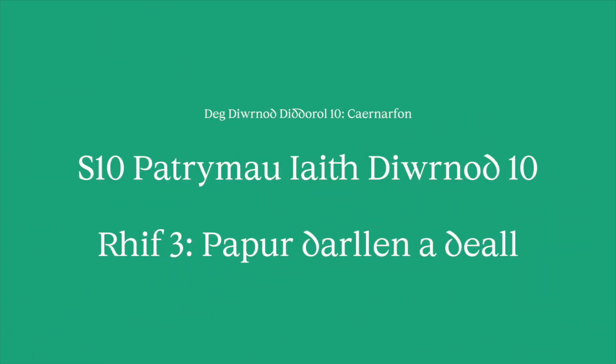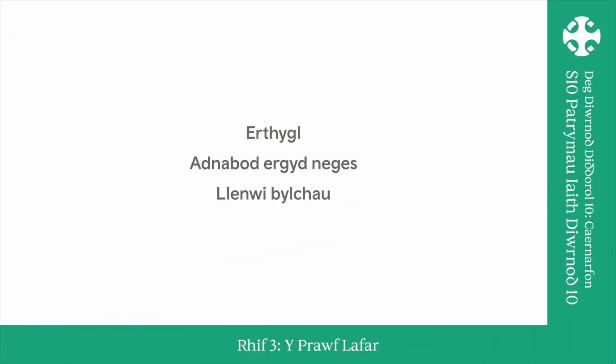Rhan 3. Papur darllen a deall. Darllen, 9% o'r cymhwyster, a llenwi bylchau, 6% o'r cymhwyster. Erthygl. Reading an article and answering questions. Adnabod ergyd neges. Finding the main points of a piece of writing. Llenwi bylchau. Filling the gaps in a given sentence.